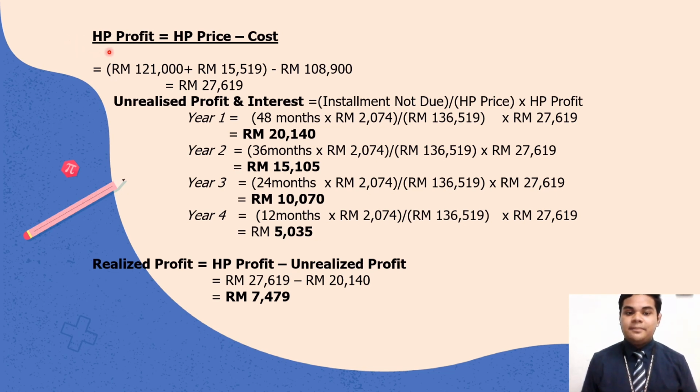We calculate the hire purchase profit by using the formula of hire purchase price minus cost price. How do we get the hire purchase price? We need to total up the selling price of the car and also the total interest of the car. Then minus 108,900 and we get the hire purchase profit of 27,619 ringgit. Next, we calculate the unrealized profit and interest by using the formula installment not due over HP price times hire purchase profit.